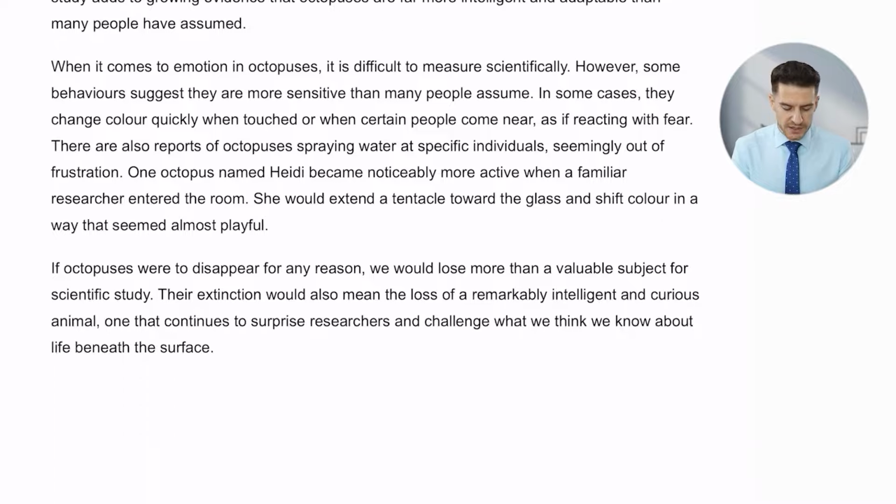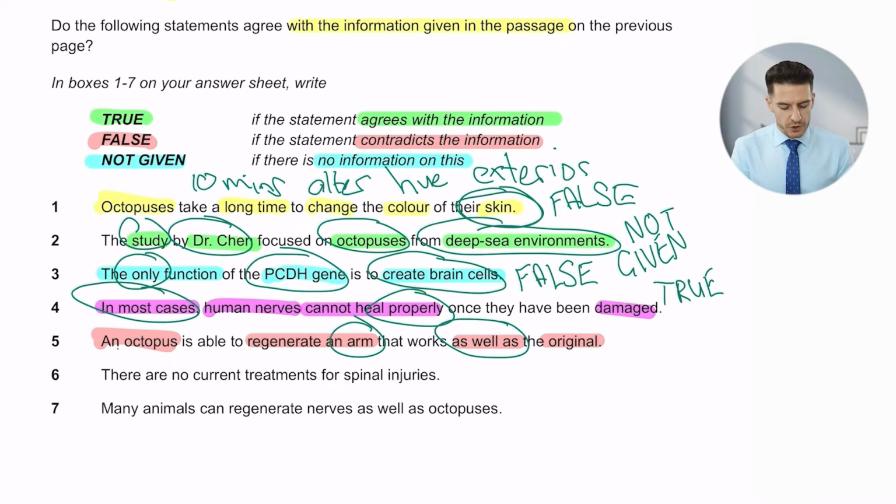So let's go back down and just double check, always double check. An octopus is able to regenerate an arm that works as well as the original. Well, we can say the answer there is definitely true.